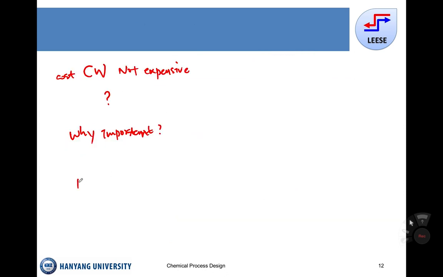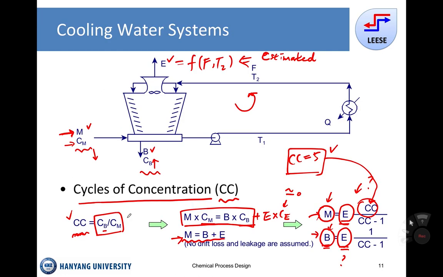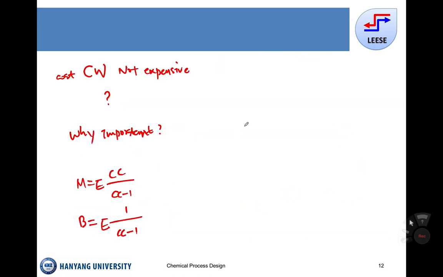So M was E CC minus 1 CC, and B is E CC minus 1. So I said CC is kind of a decision variable. So what is the consequence of having the high CC? So this is high, this is low. What is the high CC?